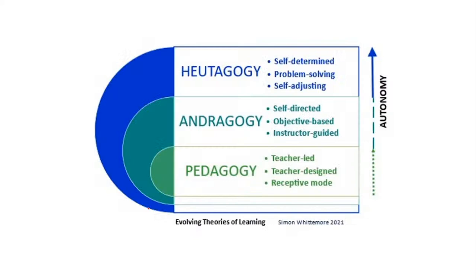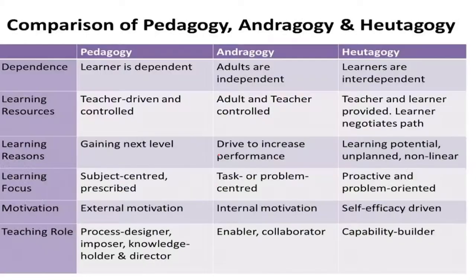Now, theories of learning, wherein we have pedagogy, andragogy and heutagogy. Pedagogy is teacher led, teacher designed, a receptive mode, which is implemented by the teacher. Andragogy is self directed, objective based, instructor guided, and heutagogy is self determined, problem solving or adjusting. So if you see, more autonomy or freedom is given in heutagogy compared to andragogy and pedagogy. We have a detailed description, let us see.